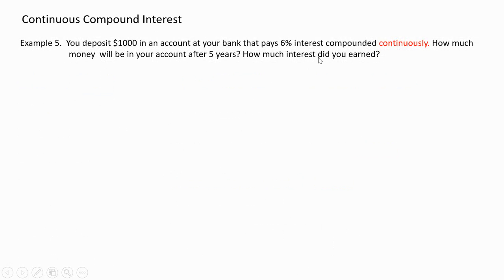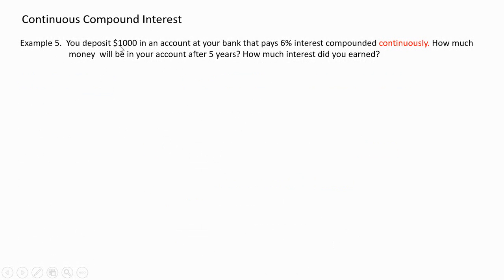Okay, now, continuous compound interest. Remember, continuous? Well, let's get the same problem as before, the one that we just did. Wasn't it the same thing, except this was compounded quarterly? What happens when it's continuously? Well, let's find out. This means it's going to be a different formula.